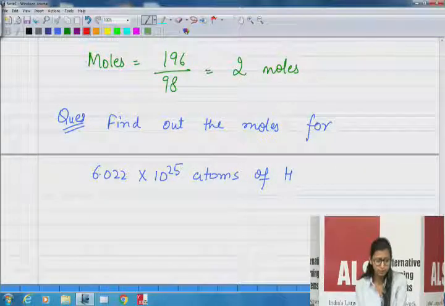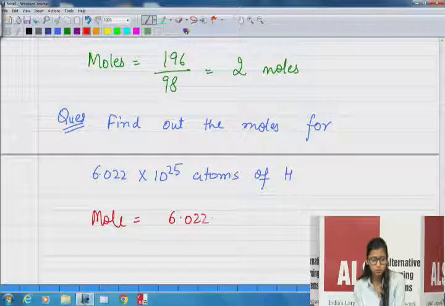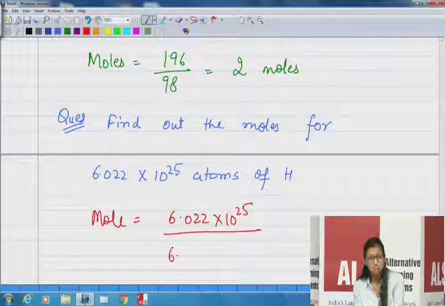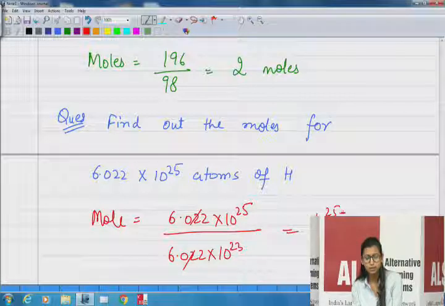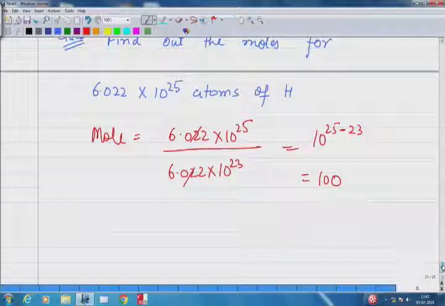So either I can put it directly into the formula. This is the given entities, 25 divided by Na, 6.022 into 10 to the power 23. You know that this will get cancelled out, 10 to the power 25, and when you take the powers above, it gets subtracted. So 100 is the answer. So this is the one thing, the direct formula.